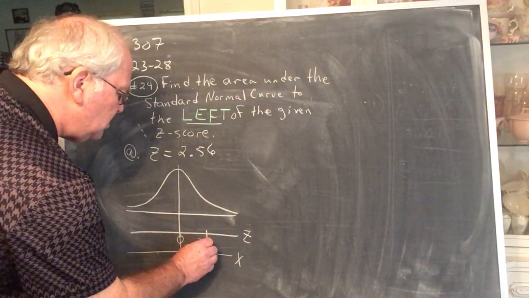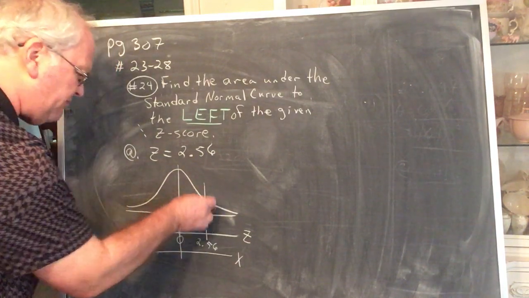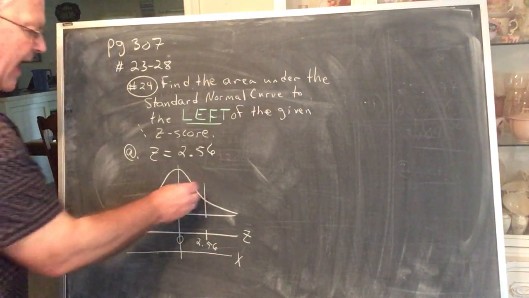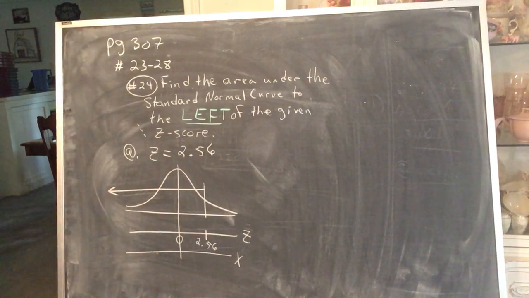And this is the 2.56. Always draw a line immediately above it, so these are aligned. And the arrow we draw always goes to the left. This is a left-handed table that we're using. Different textbooks do different things, but our text uses, and this is probably the most standard, a left-handed table. This is the area to the left of the value in question.